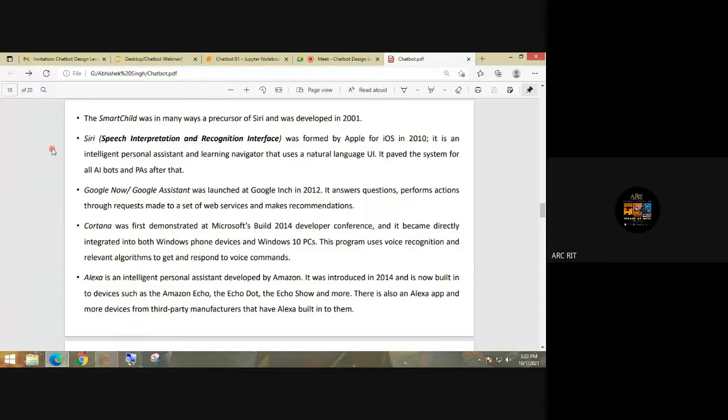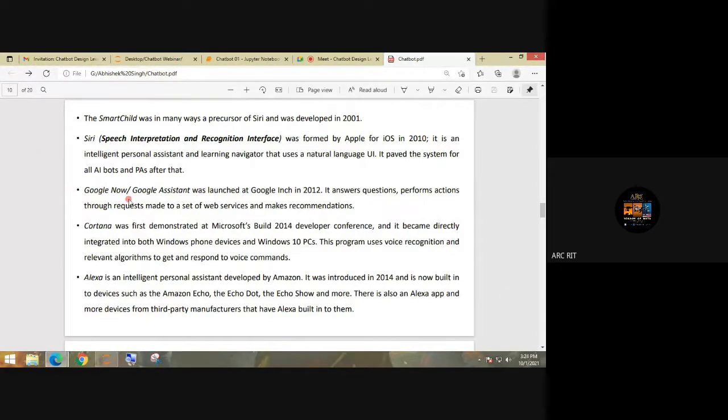famous Siri. If you are using an Apple phone, or even if you are not, you must have heard about Siri. Siri stands for Speech Interpretation and Recognition Interface, and it was first formed by Apple for iOS in 2010. It is an intelligent personal assistant and learning navigator that uses a natural language user interface. And from here, the revolution starts for AI bots and personal virtual assistants. So Siri paved the way.